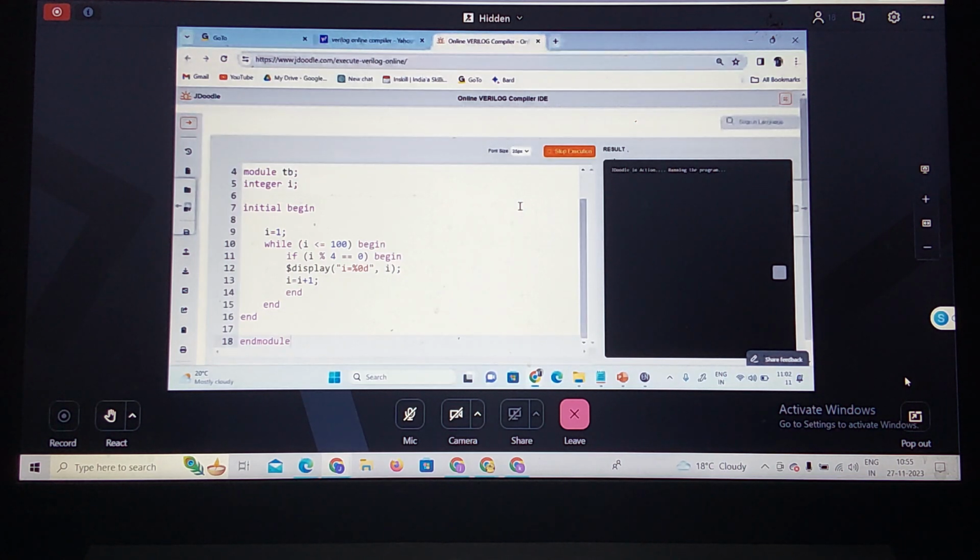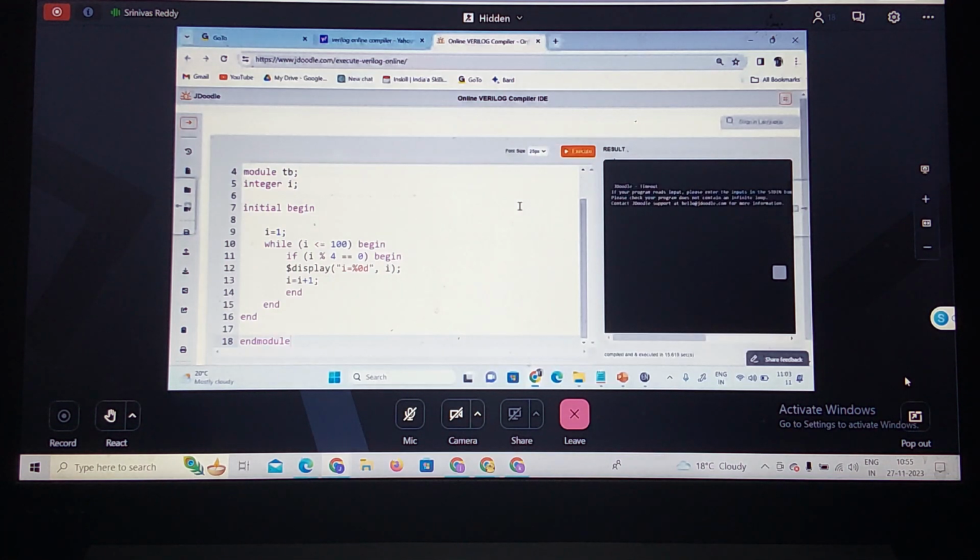Can you write a program? Now you can write a program. Print all the numbers from 1 to 100 which are divisible by 4 as well as 6.